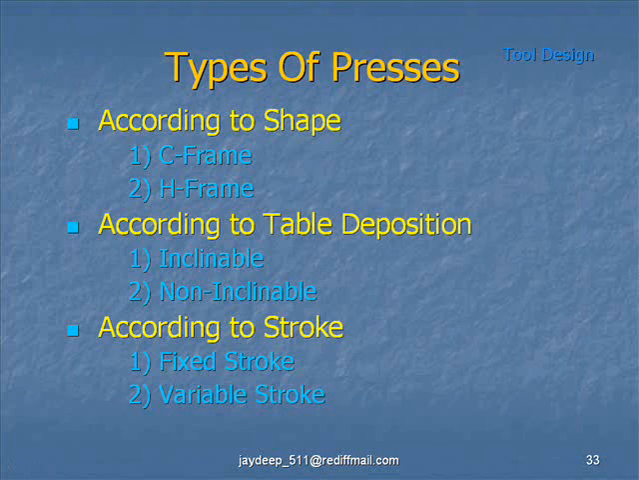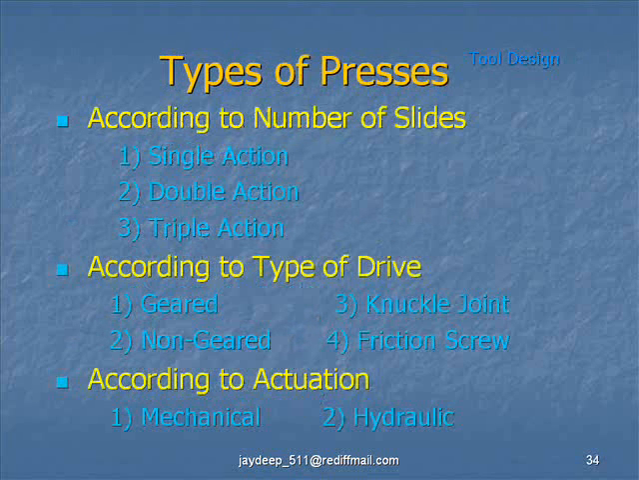Types of presses. According to shape: C frame, H frame. According to table position: inclinable, non-inclinable. According to stroke: fixed stroke, variable stroke. According to number of slides: single action, double action, triple action.